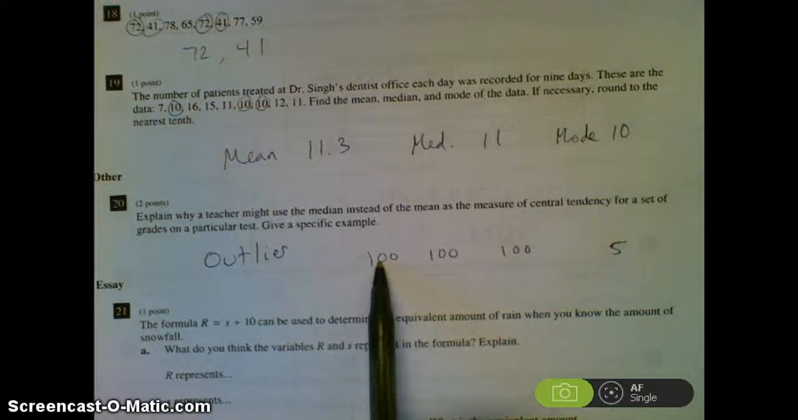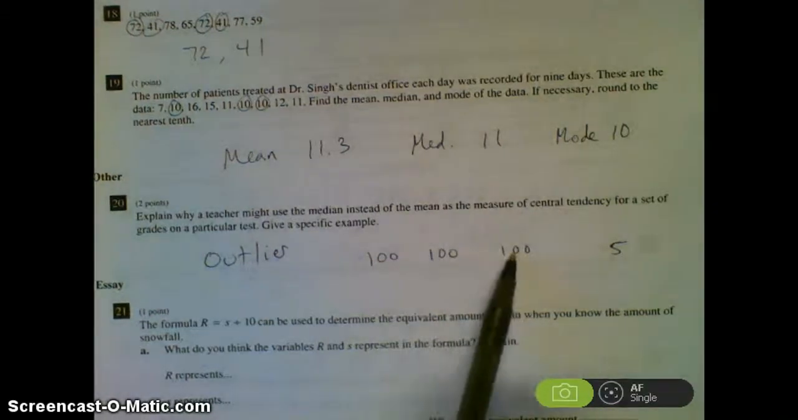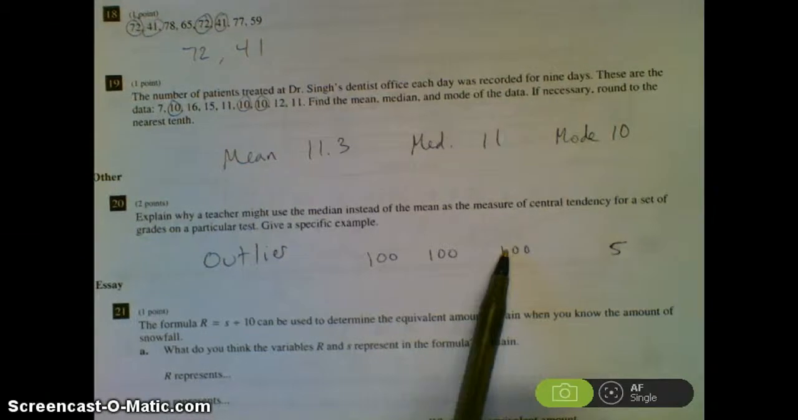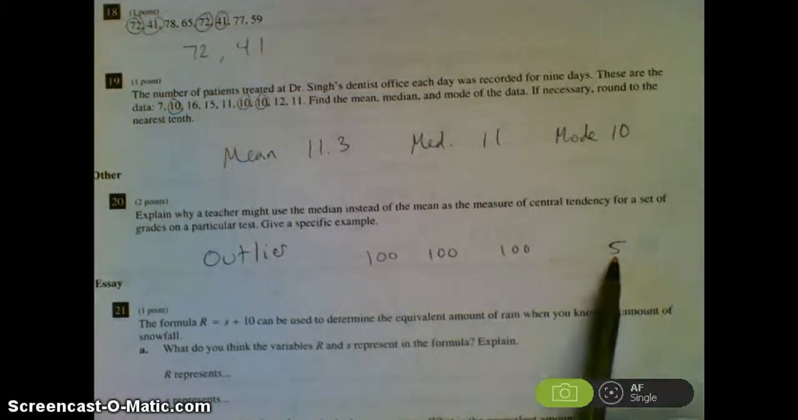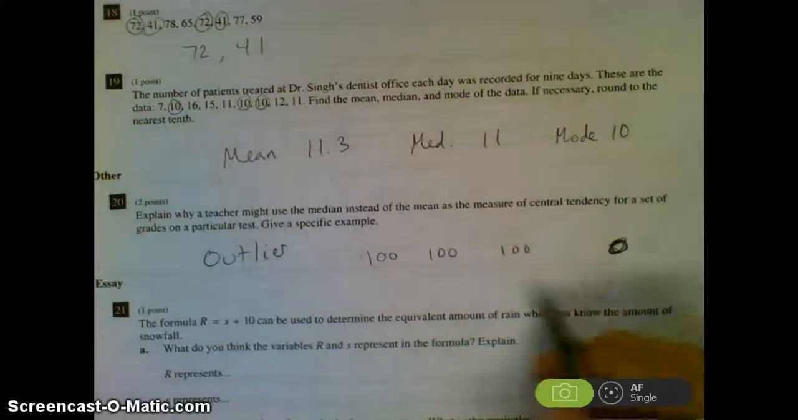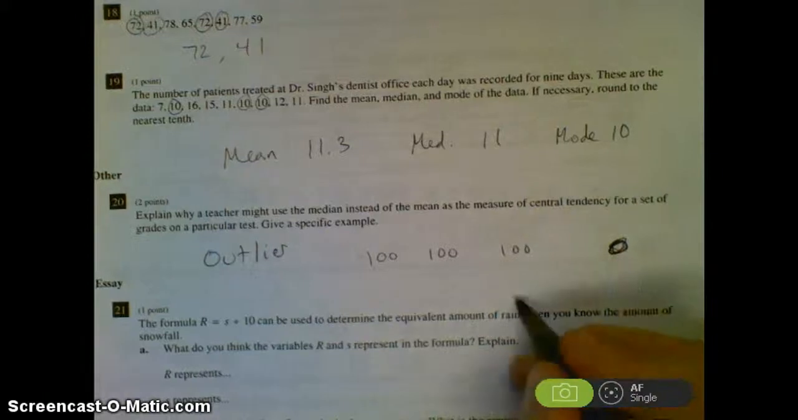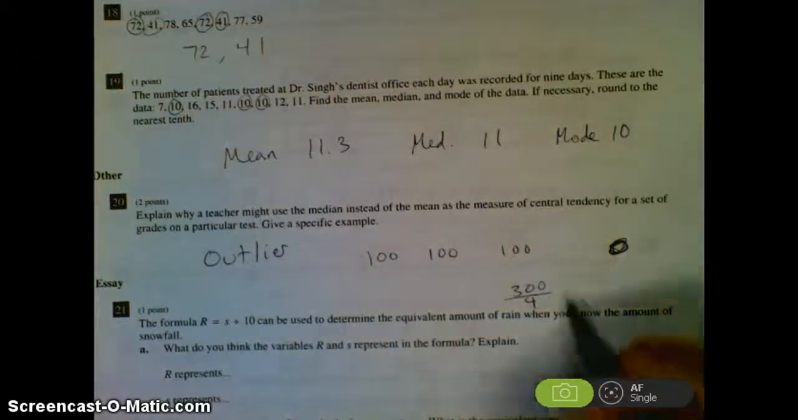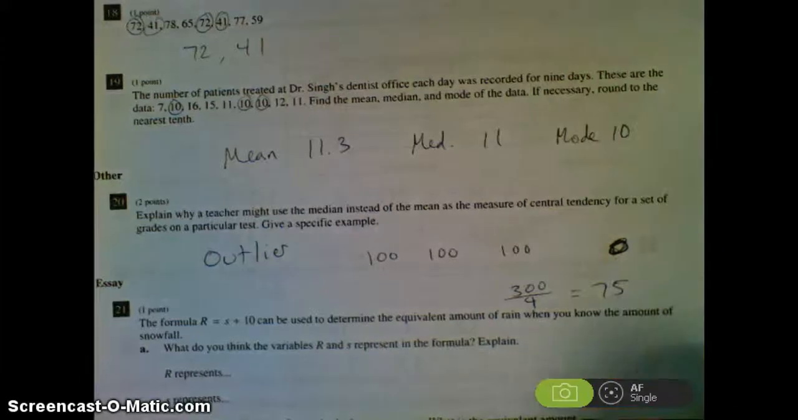But if someone asked, hey, how'd your students do on the test? You'd say, oh, well, they did pretty well. The median score was 100. So yeah, it's pretty good. But if we include that score, actually, let's say he scored 0, easier math. My mean would be 100 plus 100 plus 100 plus 0 divided by 4. That would be 300 divided by 4, which would give me a 75.